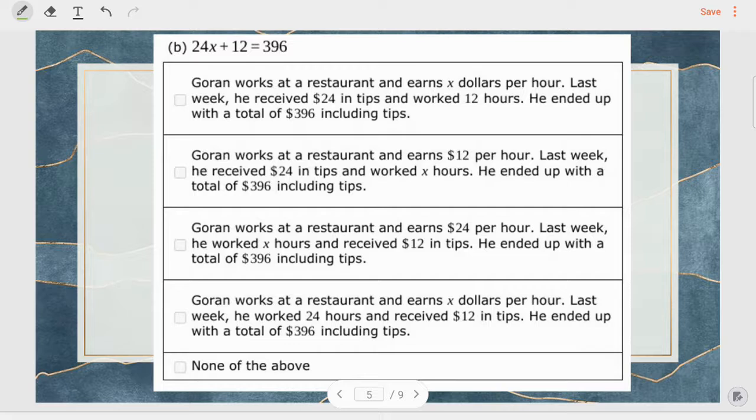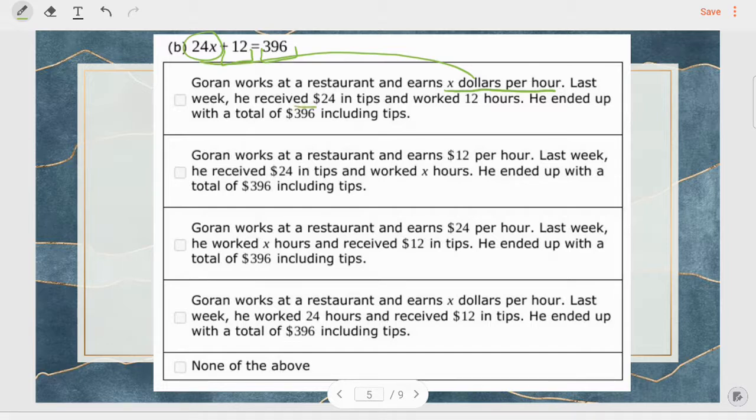So I've got the equation 24x plus 12 equals 396. So in my story, I'm repeatedly doing something with 24 for each week or each something. And then I'm adding a one-time amount of $12 and getting a total of 396. So Goran works at a restaurant and earns X dollars per hour. Well, so far that's good. That X is in my equation, but that doesn't help me anymore. I've just got to keep reading.